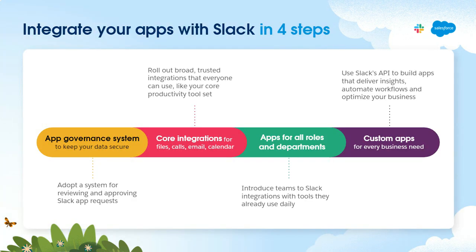And when it comes to the Slack platform, we recommend this progression. The first piece of the progression, beginning with a governance system to keep your data secure and adhere to your own internal policies. For the second, we recommend rolling out broadly trusted integrations, such as your core productivity toolset. The third would be introducing Slack integrations to specific teams and business units that already utilize their own core tools each and every day. And finally, utilizing Slack's API to build custom applications tailored to your own business objectives.